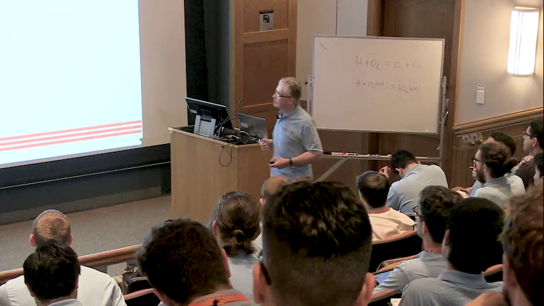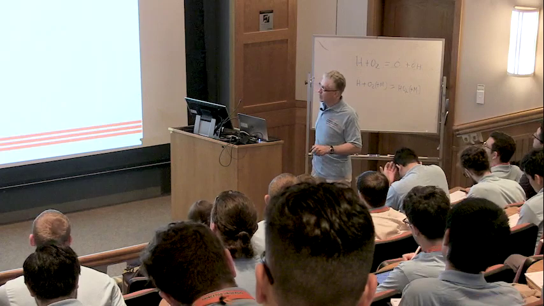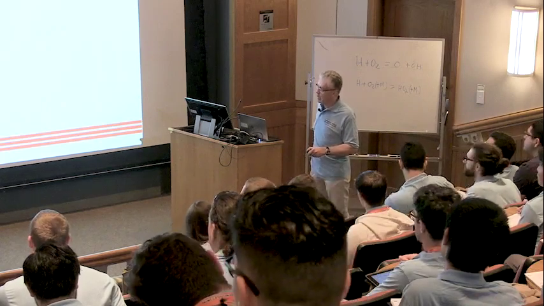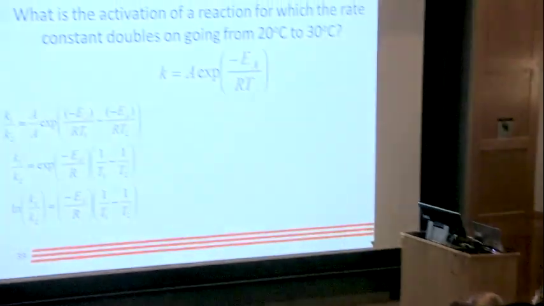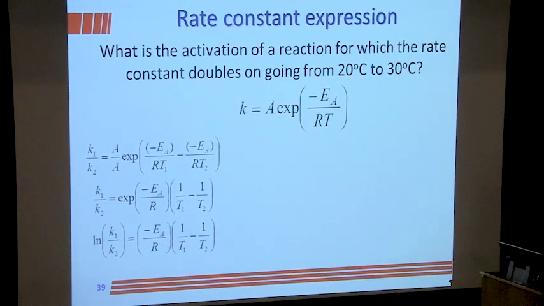Okay, and so we have the Arrhenius expression, k is equal to A e to the minus Ea over RT, and we have then k1 is equal to A e to the minus Ea over RT1, and we have k2 is equal to A e to the minus Ea over RT2. And if we put one over the other, we get this expression. So we have k1 over k2, the A's cancel, and we have exp minus Ea over R times 1 over T1 minus 1 over T2. And so therefore we have log of k1 over k2 is equal to minus Ea over R times 1 over T1 minus 1 over T2.